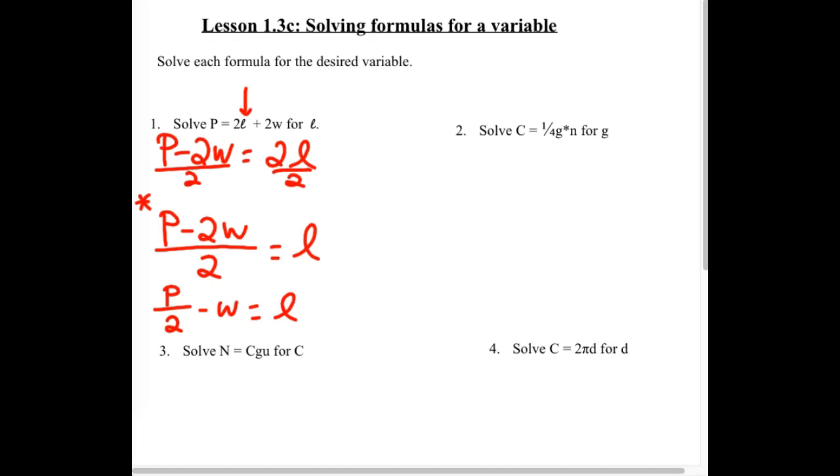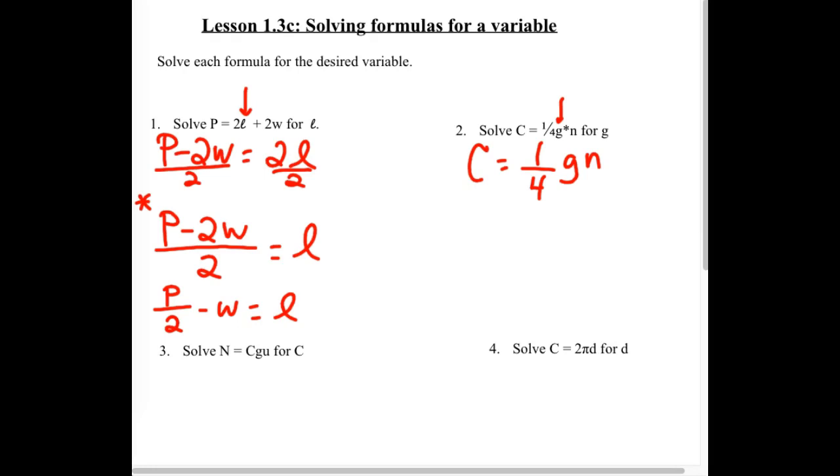Second question. We're solving for G. I'm going to rewrite this so we have the fraction more as a normal fraction here. We're trying to get G by itself. So what am I going to have to move out of there? The 1/4 and the n. How are they being attached to the G? Multiplication. How do we undo multiplication? Division. So we're going to have to use division to move those out of the way.